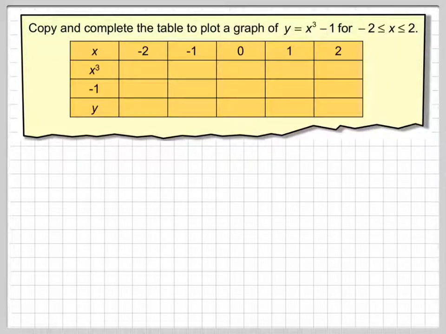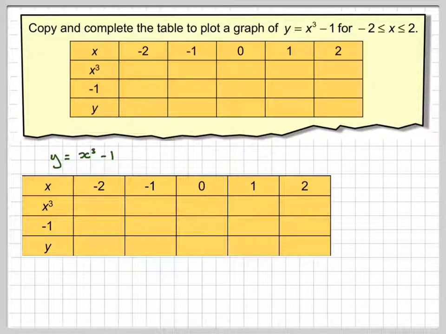Hi, in this video we're going to use a table method and also a calculator method in order to plot a graph of a cubic function. So it says copy and complete the table to plot a graph of y is equal to x cubed minus 1 for x being between minus 2 and 2. So here we've got the x values, minus 2, minus 1, 0, 1, 2. So we've got y is equal to x cubed minus 1.